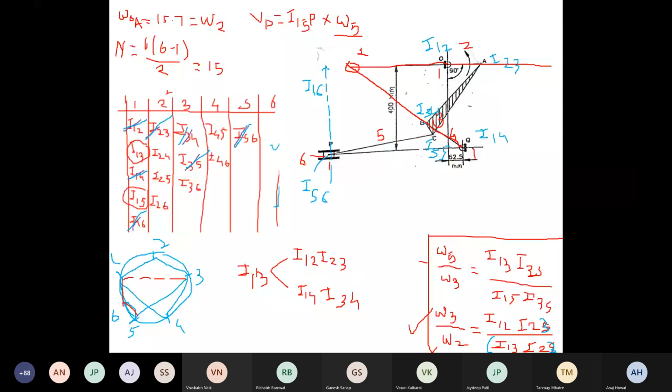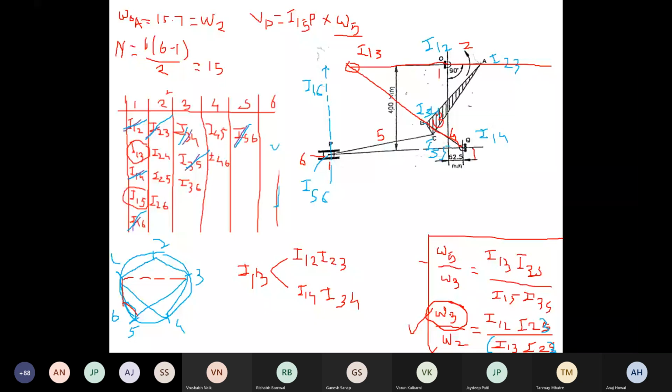Got it? Once you get I13, you have to find out omega 3. Here you have to put the value of omega 2 as 15.7. The I1 to I2 distance, meaning O to A distance, and I13 to I23 distance, put them here and you will get omega 3. Okay. Once you get omega 3, you have to find out omega 5.